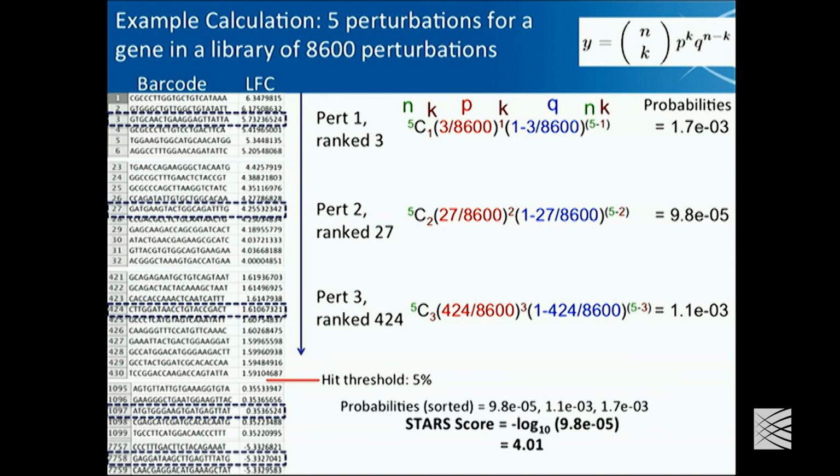You then sort them from the most significant to the least significant, and then take the negative log 10 of the value of the most significant one, and that gives you your STARS score for this particular gene. And you should also remember that every gene needs to have at least 2 perturbations that score within this hit threshold in order to get a STARS score.